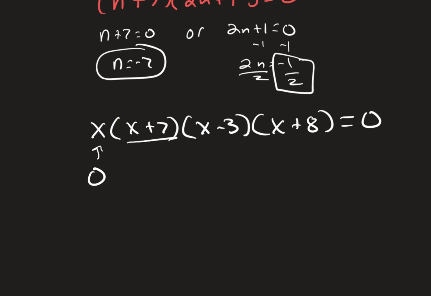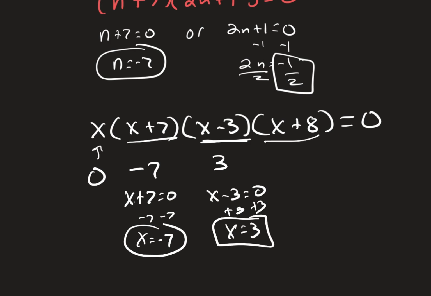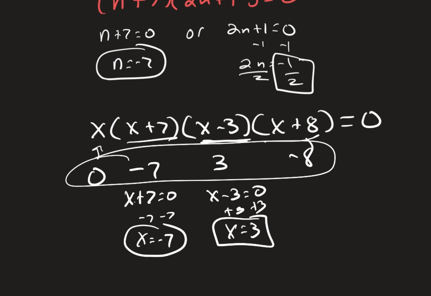Some of you can just look at it and say, negative 7. If you can't look at it, you just say, okay, well then x plus 7 has to equal 0. Subtract 7 from both sides. X equals negative 7. If I look at that one, what makes that 0? 3. Again, if you can't do it that way, set it up. X equals 3. What makes the last one 0? Negative 8. So here are all 4 of your solutions that if you plugged one of those solutions in, it's going to work.